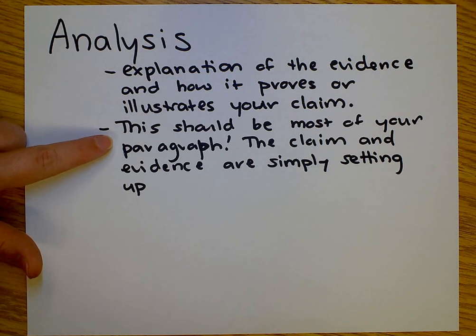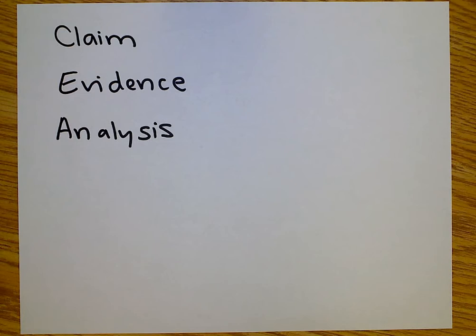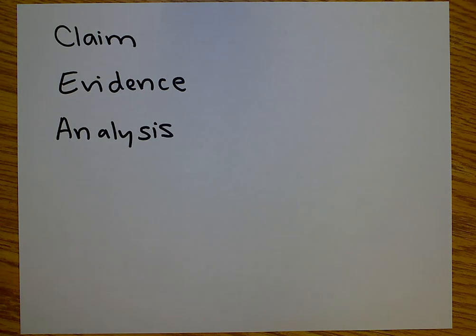You should give several sentences of explanation for each example, because the claim and evidence are simply setting up what your points are. What the reader really wants to know is your point of view. They want to know what your take on the topic is, and you're using that evidence to prove that point. The analysis does that, explains how that works. So we've got our claim, evidence, analysis. Let me give you an example.